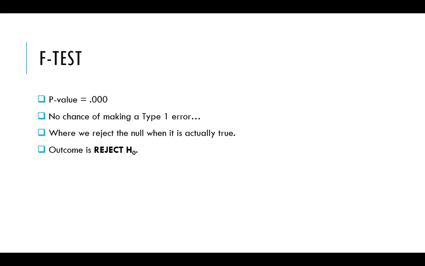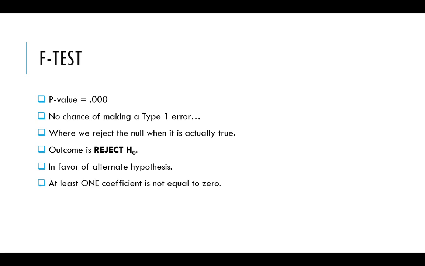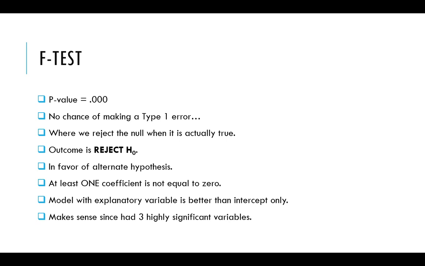So our outcome here is we're going to reject the null hypothesis, of course, in favor of the alternate hypothesis, which tells us that at least one coefficient is not equal to 0, that there's at least something in the model that has value. So the model that we've crafted with an explanatory variable or explanatory variables is better than just having the intercept, that there's something of value in the model we've built. Again, I want to remind you that this doesn't tell us that our model is good. It doesn't tell us it's well specified. And of course, I pointed to the idea that we had 3 highly significant variables. Well, we actually had a highly significant constant and 2 highly significant explanatory variables.